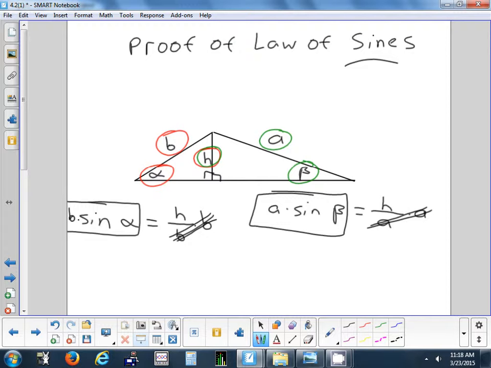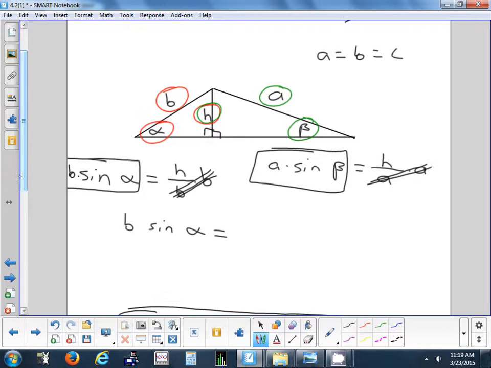What does that mean? If what's in the box on the left equals H, and what's in the box on the right equals H, what else could I say? Yeah, the two boxes are equal to each other. Right? Two things equal to the same thing are equal to each other. In geometry, you might have learned something like that as the transitive property. If A is the same as B, and C is the same as B, well then A and C are also the same. So those boxes are equal to each other. So B sine alpha equals A sine beta. And that's pretty much our law of sines.